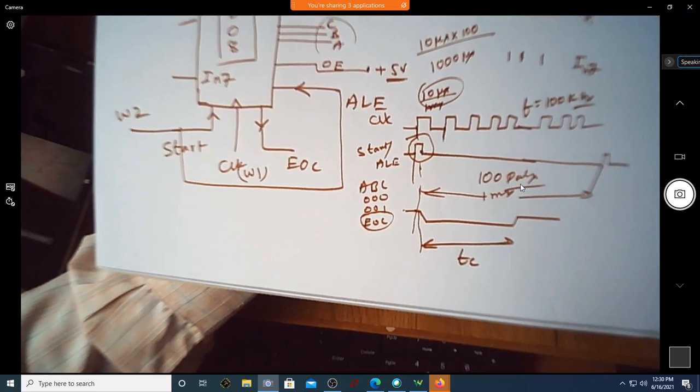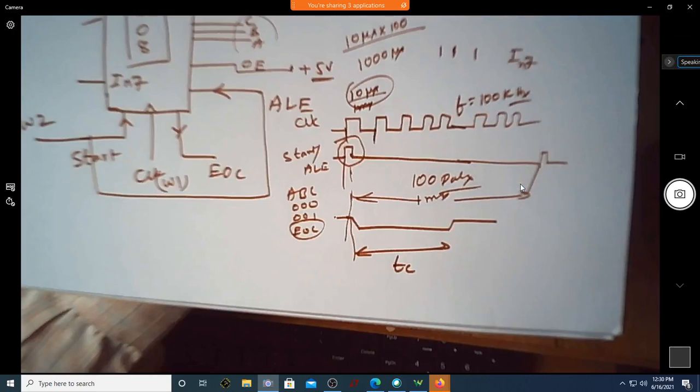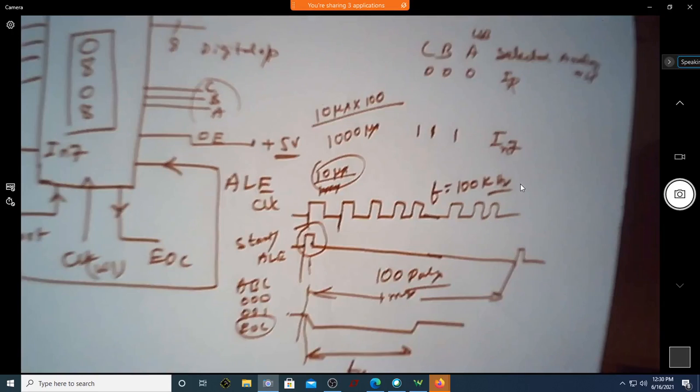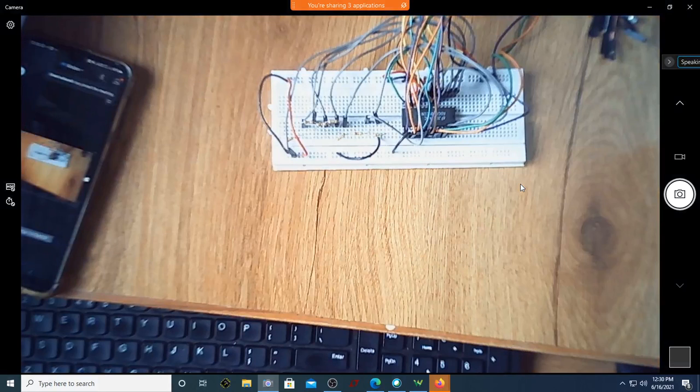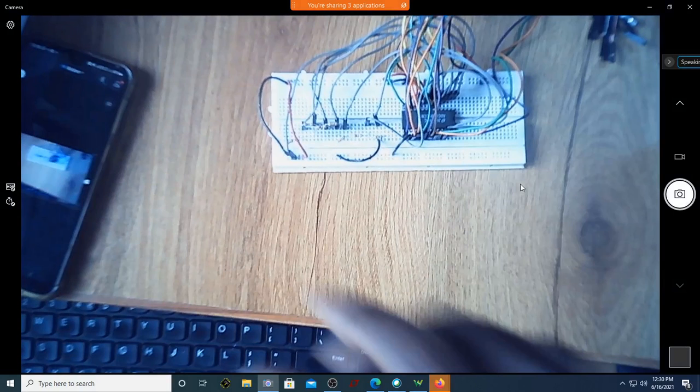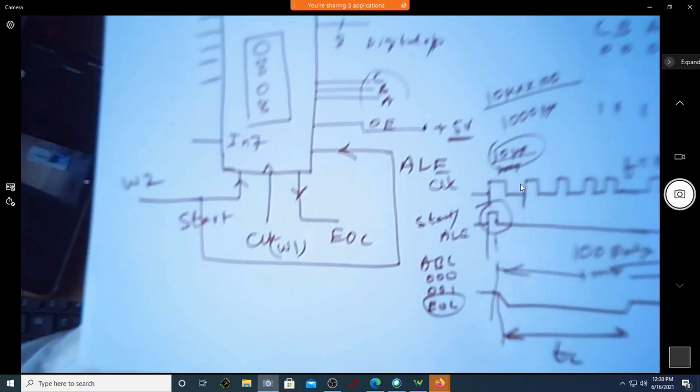I will get it as so and so, correct? Just give me 1 minute so that I can fix this wire which is coming in my way. This is fine. Okay, this is what I have.